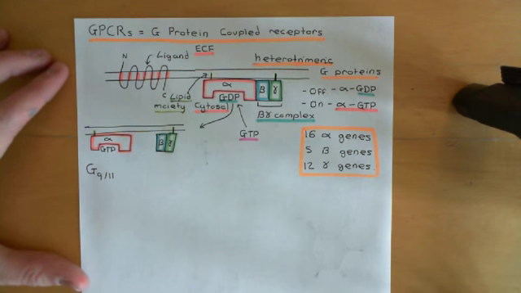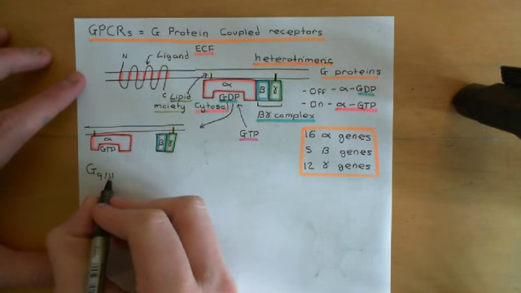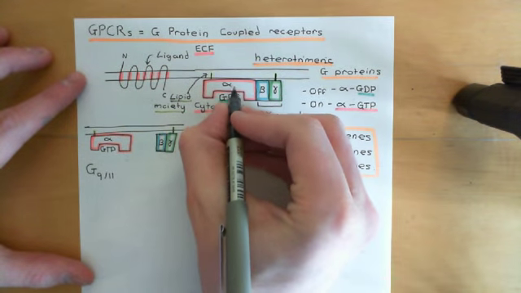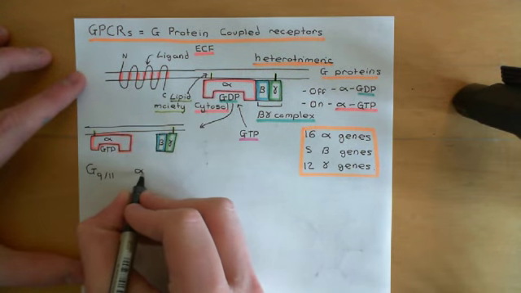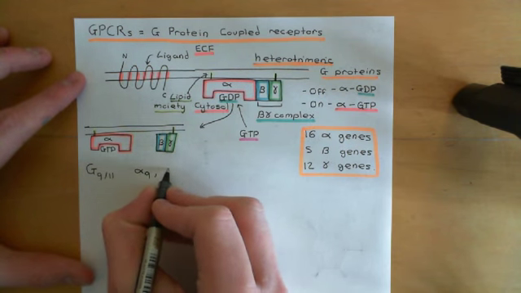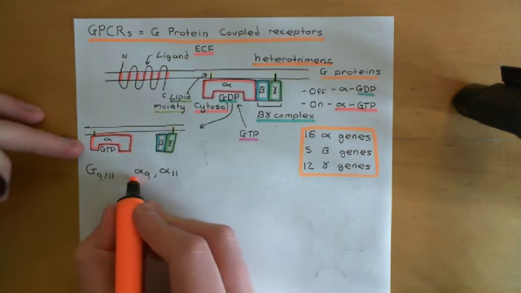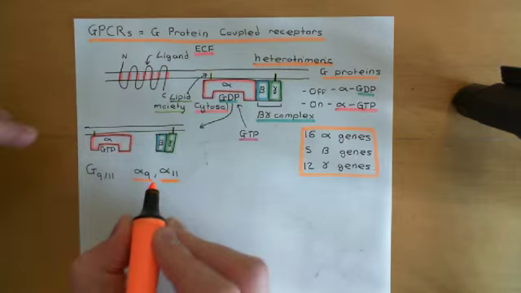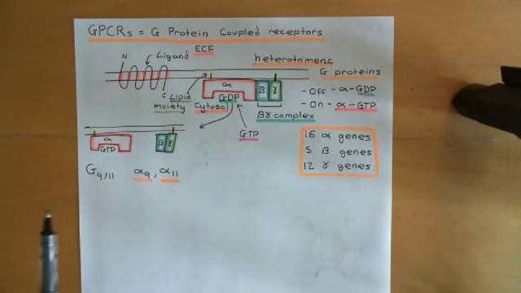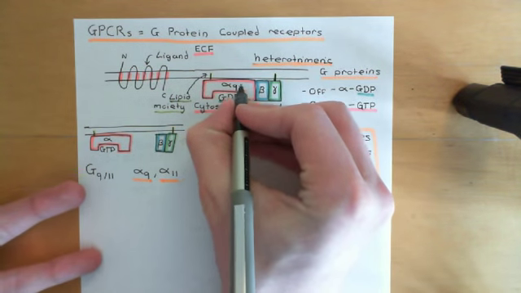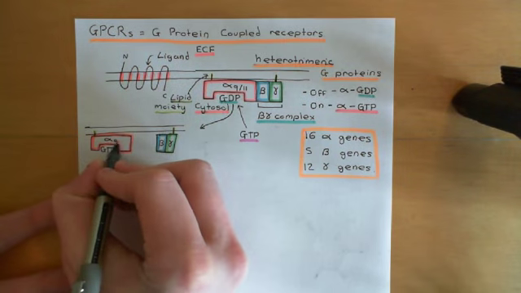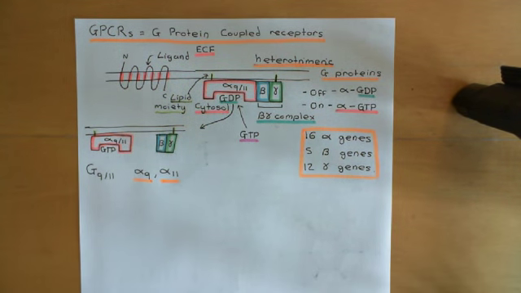Now, GQ/11 heterotrimeric G proteins are heterotrimeric G proteins where the alpha subunit is either the very famous alpha Q subunit or the less famous alpha 11 subunit. These are almost identical to one another and have pretty much identical signaling properties. So when we put GQ/11, we mean a heterotrimeric G protein where the alpha subunit is either alpha Q or alpha 11. I'll put alpha Q/11 here.